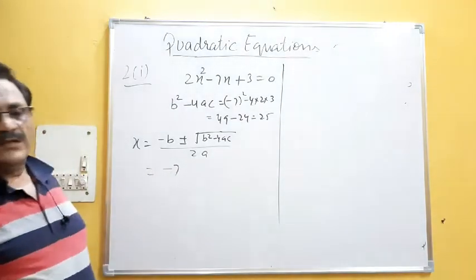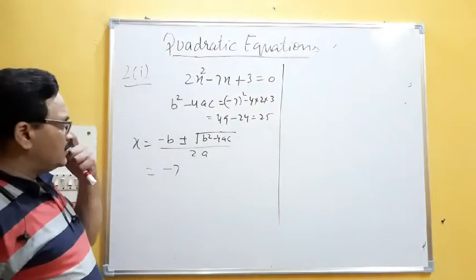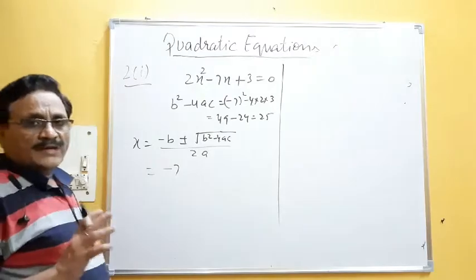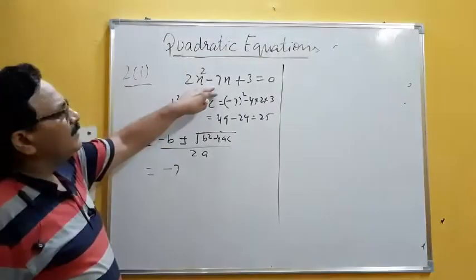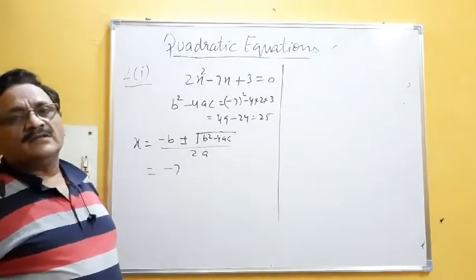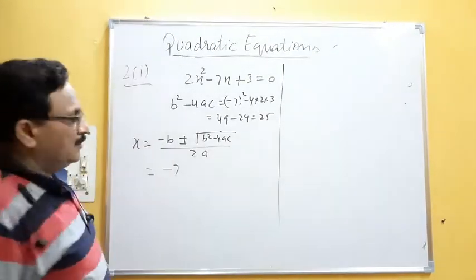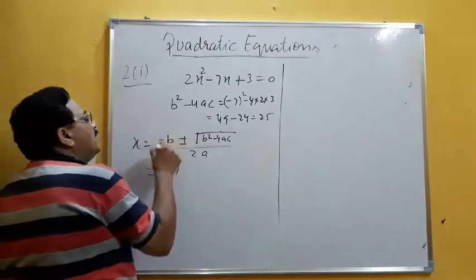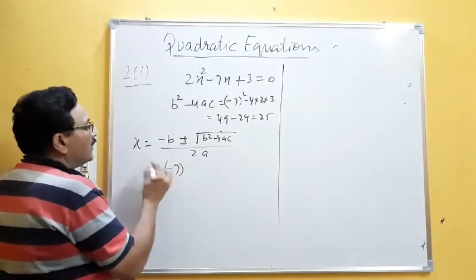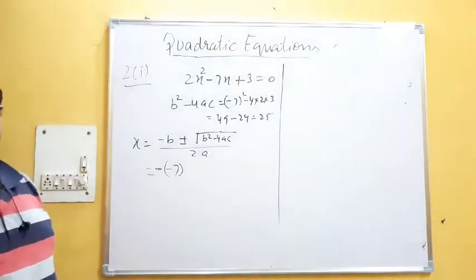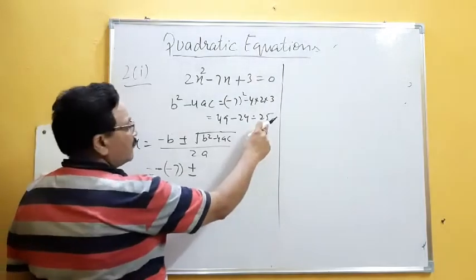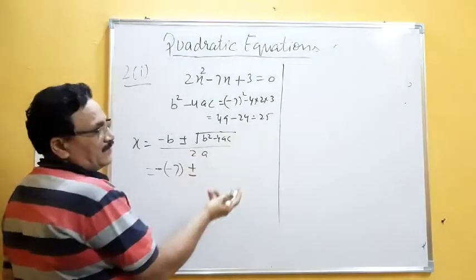Children, listen very carefully, because whenever I teach something, I always tell about the general mistakes children make in exams. Here it is minus b, and they write only minus 7. After that, everything will be wrong, because b is minus 7 and we are taking minus b. So you have to use minus of minus 7, which is 7. Now this is correct. And no need to calculate b square minus 4ac because you already calculated it. If you are doing it directly, definitely you have to do it.